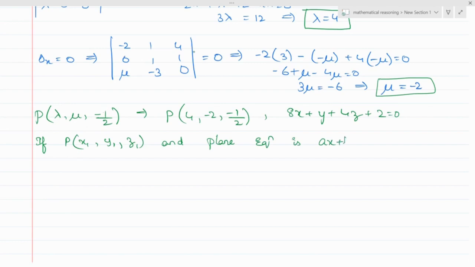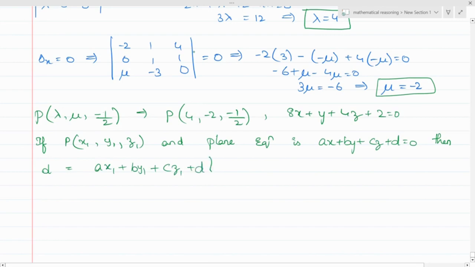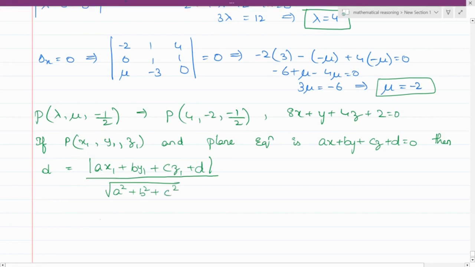ax plus by plus cz plus d equal to 0, then the distance formula is, distance is represented by small d. It is, just substitute the points, that is ax1 plus by1 plus cz1 plus d, and we need to take the mod value, upon under root a square plus b square plus c square. So now just use this formula and calculate the d.